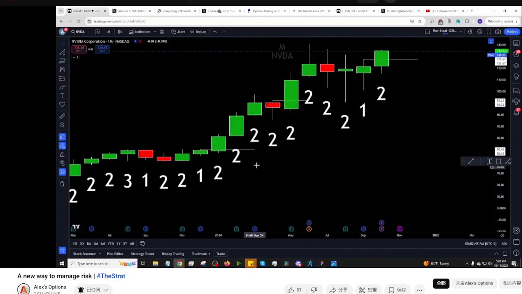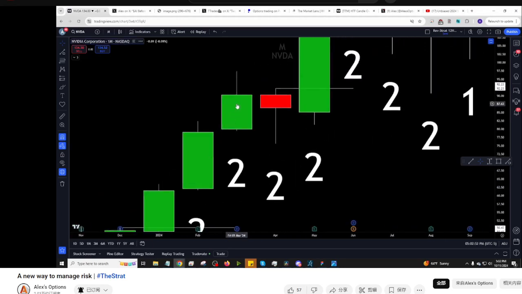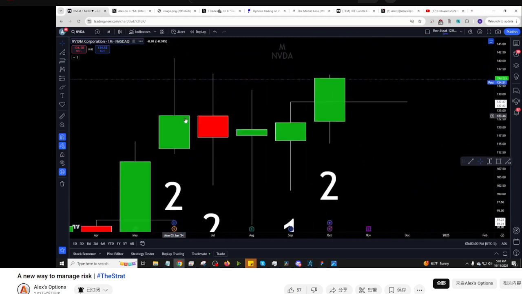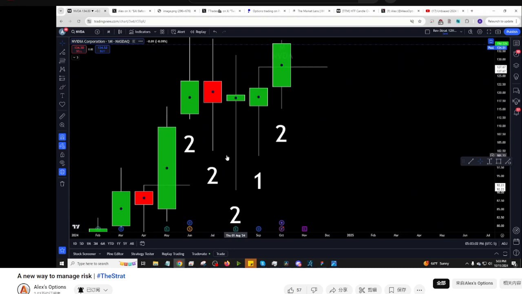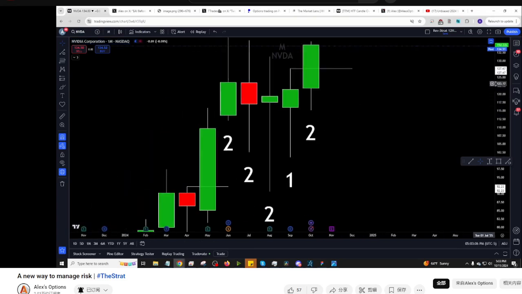So like a winning trade looks like this. Inside, buy. 2 up again, buy. 2 up again, buy. Red and inside, 2-2 against, reduce your position. 2-2 back up, buy more. Buy more. Then 2-2 down, reduce. 2 down again, maybe reduce some more. Inside up, and then buy more.